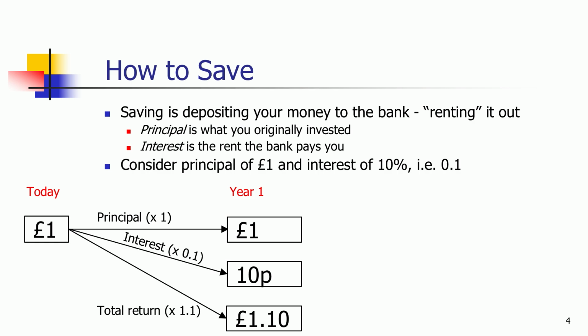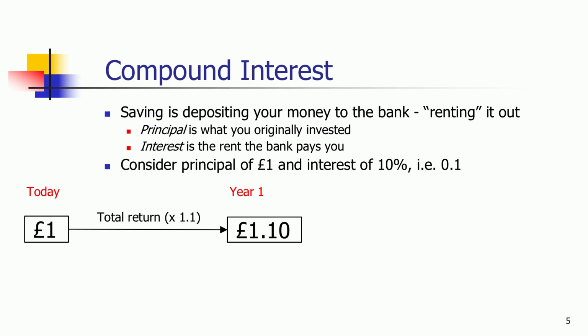And if you want to get there in one fell swoop, rather than breaking out the principal and interest, you just multiply the £1 by 1.1, which is 1 plus the interest rate of 10%. Okay, so that's what you have after 1 year. Hopefully that's something which is standard, which you'll already know.